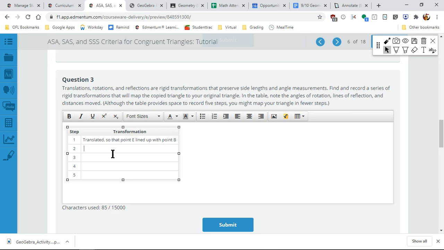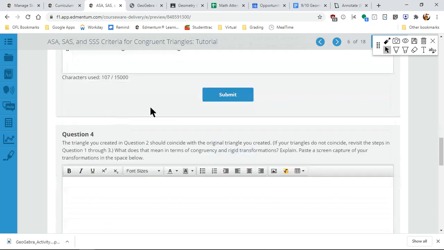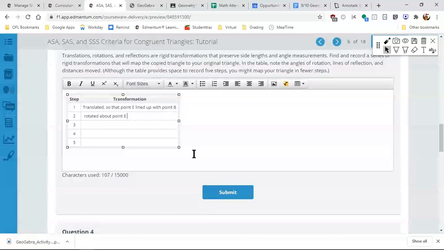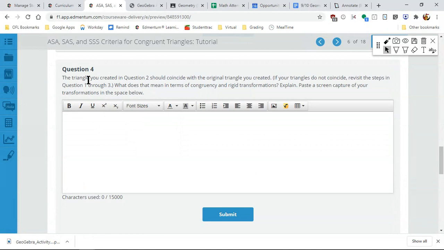And then I've put rotated about point B. Or about point E, if we want to get fancy, we rotate about point E. And then we were able to overlap it. So that's all I did. You might do it differently. You might rotate it first and then translate it, however you want to do it.